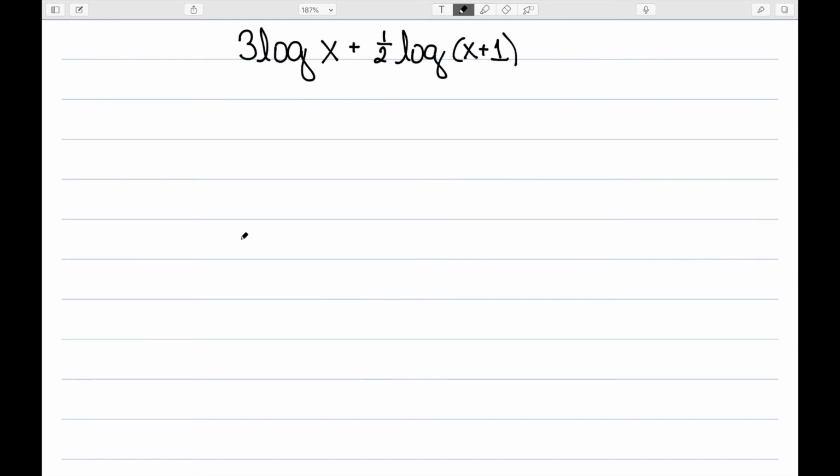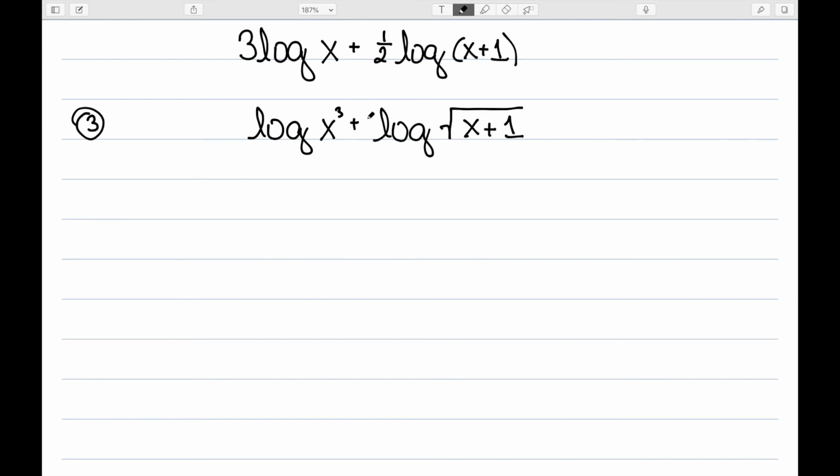I now want to do just some general logarithms and look at combining them. I'm going to start with rule 3, and most of the time I will start with rule 3. If I have numbers in front, we want to move those up to exponents. So this is log of x cubed plus log of a 1/2 power means a square root, so the square root of x plus 1. Since I'm adding here, I need to use my first rule, which says I can multiply. I can take log of x cubed times the square root of x plus 1.